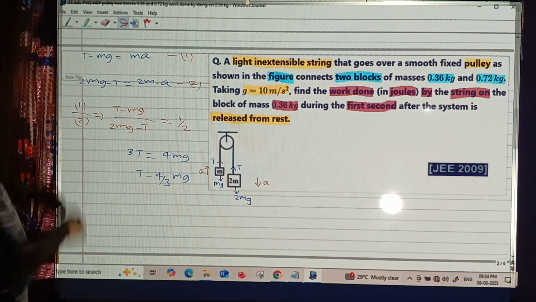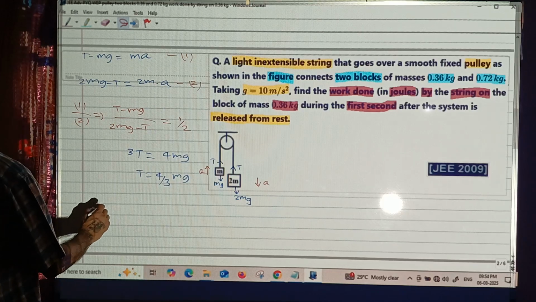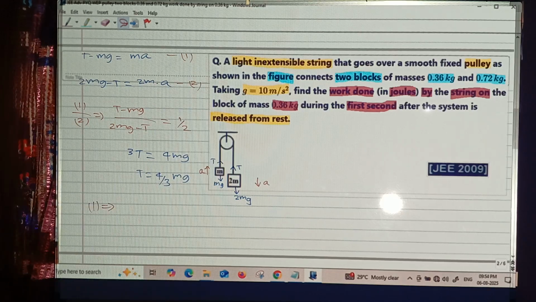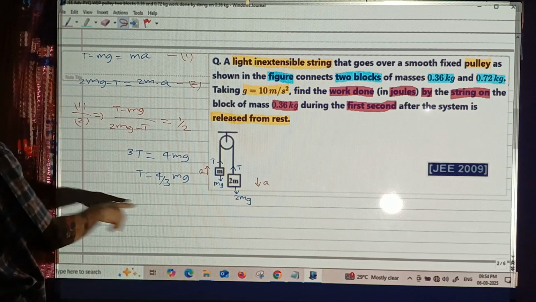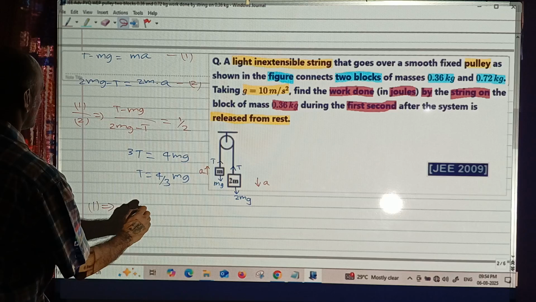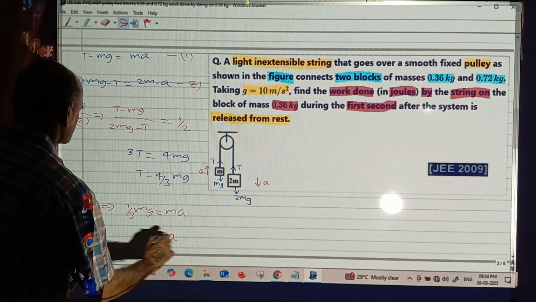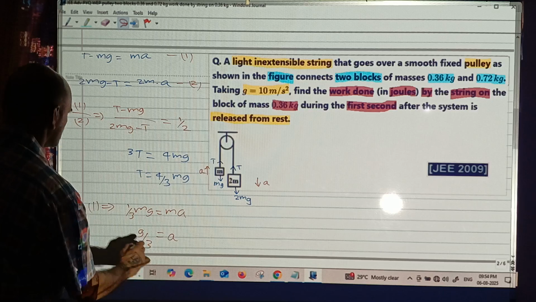Using this in the first equation, I can get the acceleration. So now using this in equation one will give me T minus mg. T is 4/3 and this is 1, so it will become 1/3 mg equal to m into a. So this will give me acceleration as g by 3.